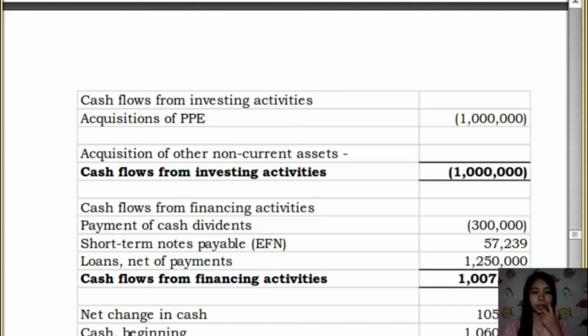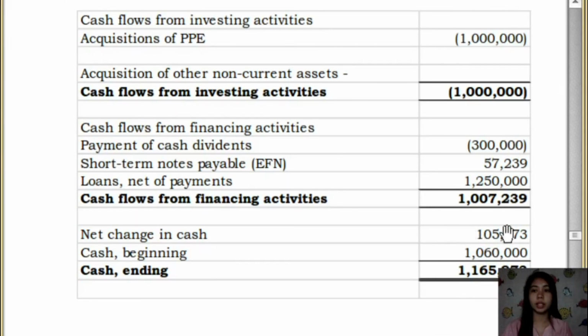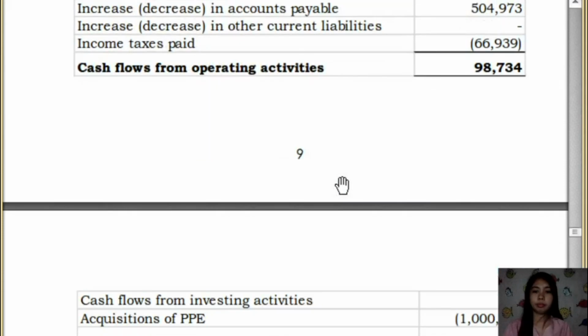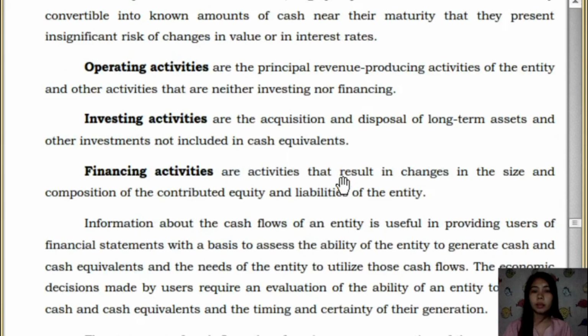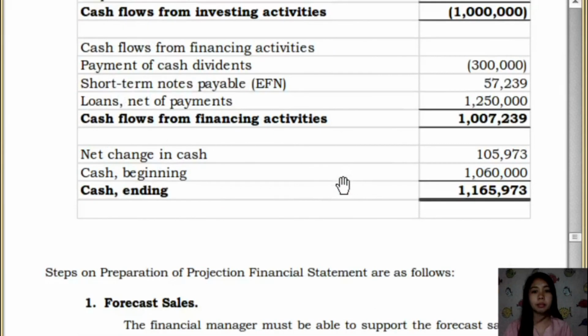105,973. And then, assuming that you have a beginning cash of 1,060,000, now your cash ending, so pag-aadin lang po natin yung dalawa na yan, makakuha po tayo ng 1,165,973 na cash po ni Beppo Company for the year ending December 31. So, ayan po ang previews nating mga data na maaari nating magamit.